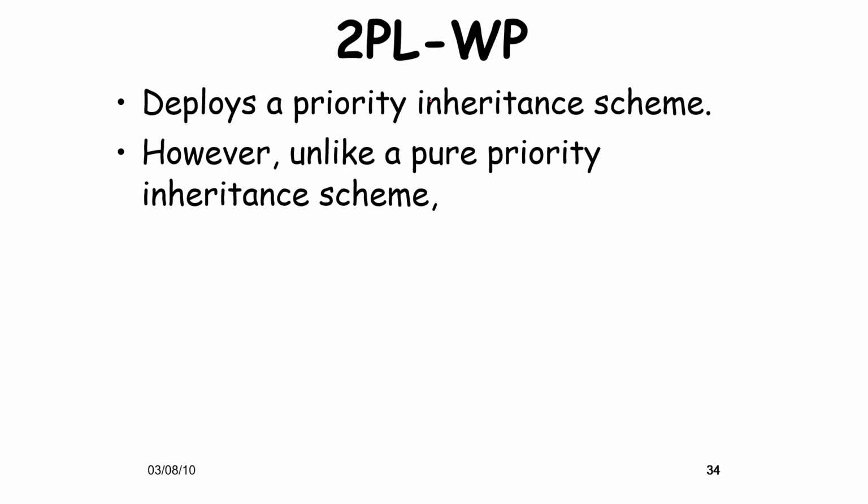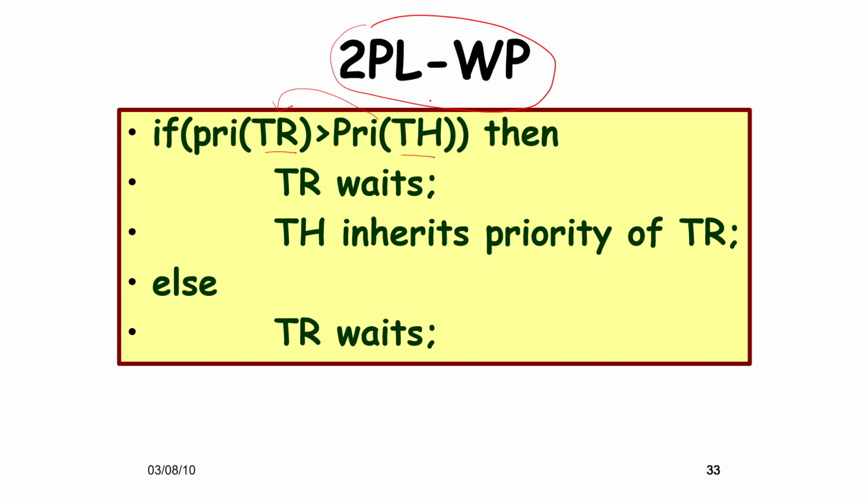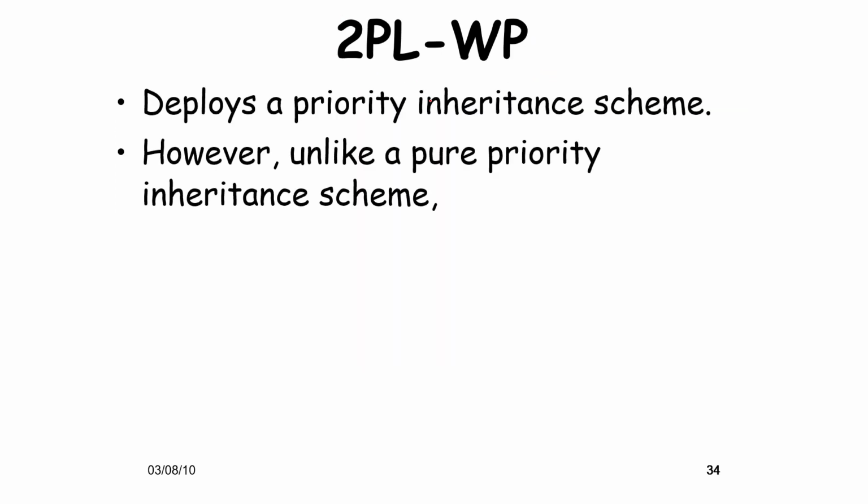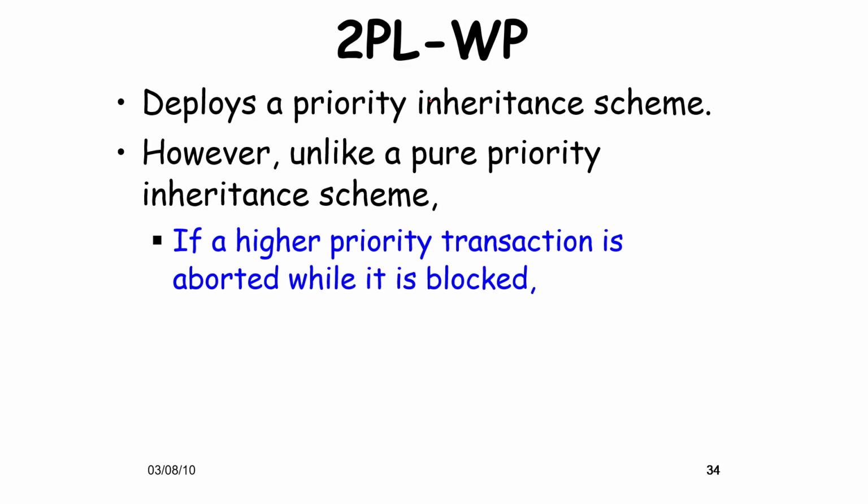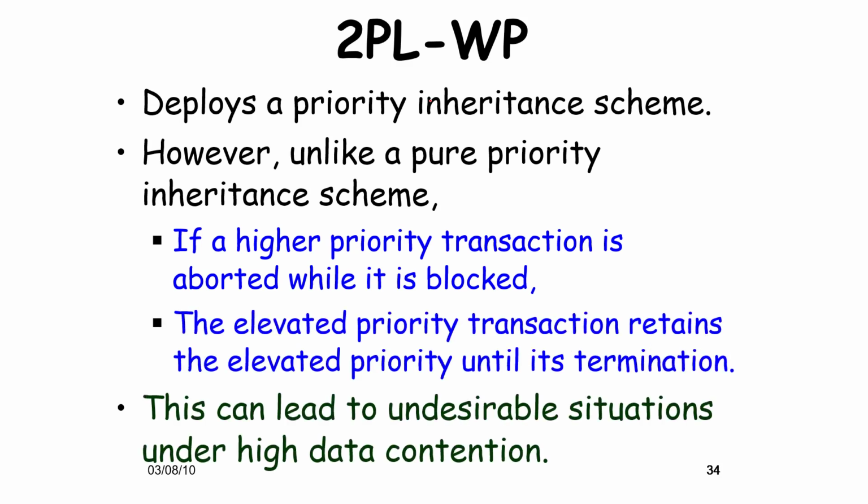So, the 2PLWP scheme, if I would just go back to the previous one, is two phase locking with priority inheritance, but there is a catch. The catch is that you don't inherit the priority all the time. You inherit the priority only when the higher priority transaction is for some reason not able to complete, which basically means that it is going to come back once again, right? If it got aborted, it means that it's going to come back once again, and it's going to have higher priority then. So it's much better if we finish the execution of the current task.